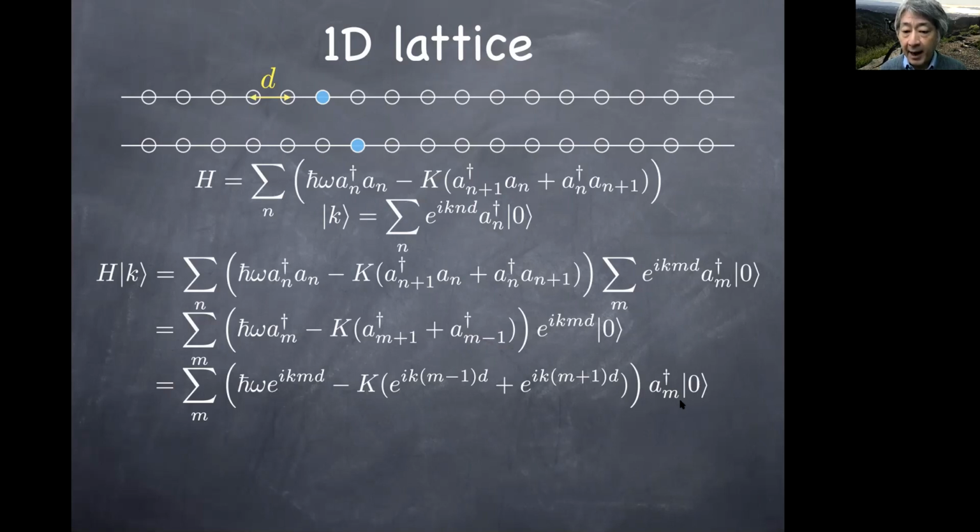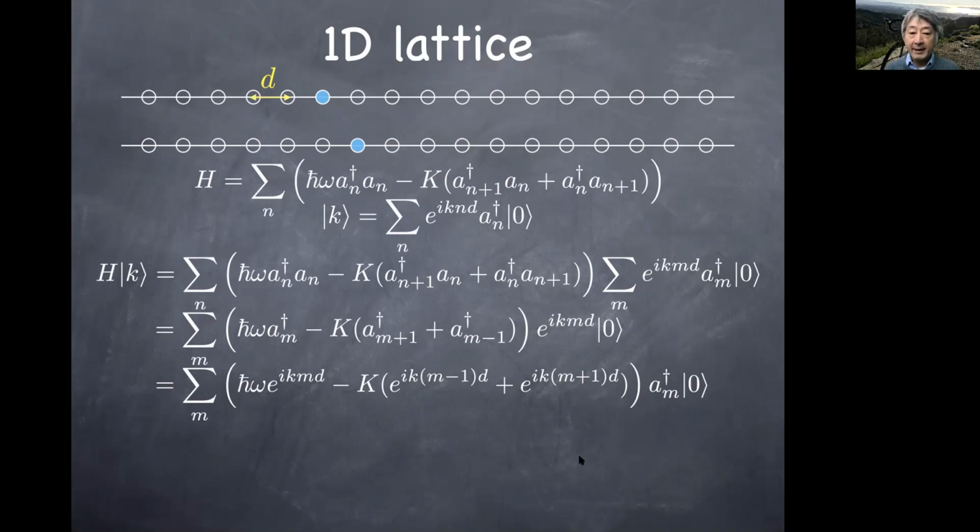Then I have this a_m dagger, so all the three terms are now together in this big parentheses. But once again, I have to be careful that this m in the exponent is replaced by m plus 1. But anyway, this is the way I rewrote everything in terms of this single state a_m dagger acting on the vacuum state with this multiplicative coefficient in front of it.